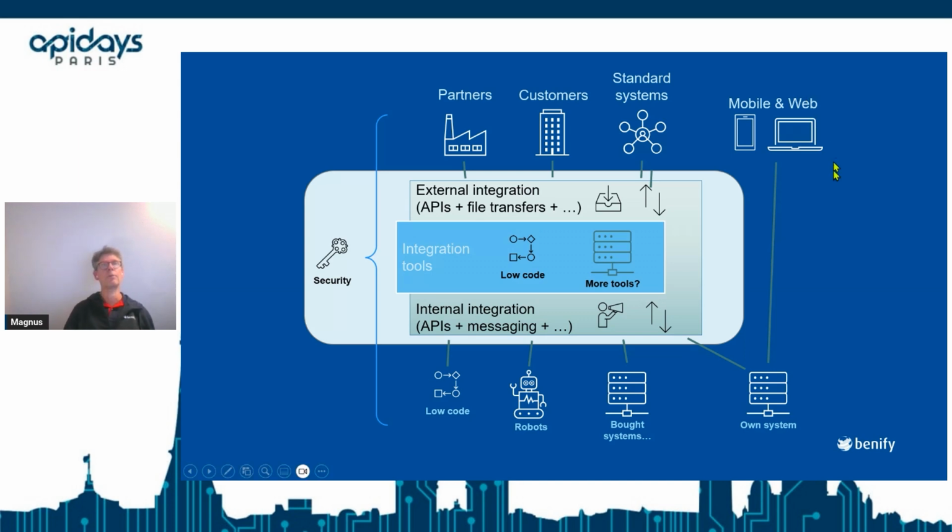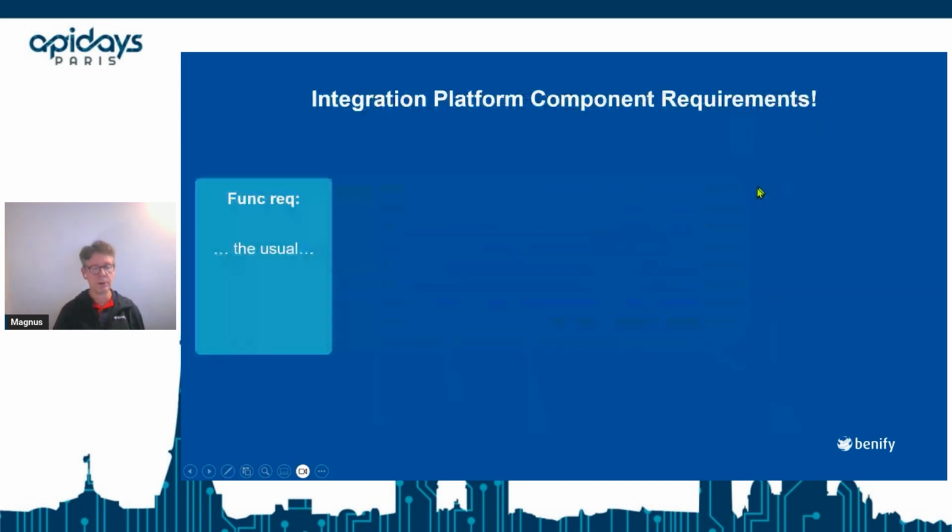But actually, there's one more thing before we come into the user part. It's the requirements. What requirements do we have on the components? Well, the technical functionality, or FuncRec, they are the usual. For API gateways, that's throttling, authorization, authentication, routing, logging, and so on.